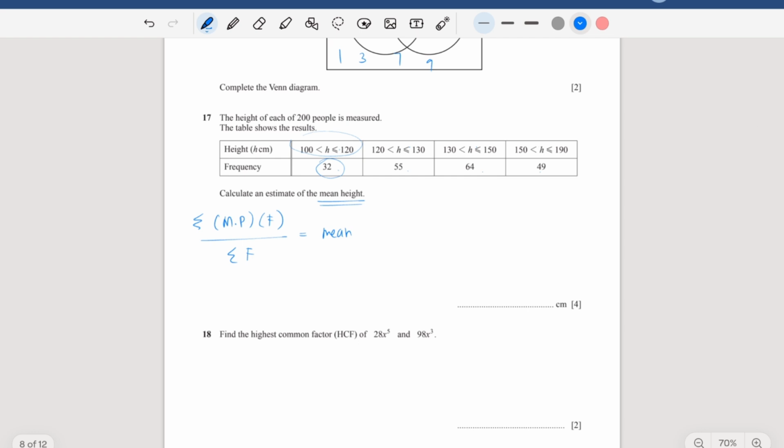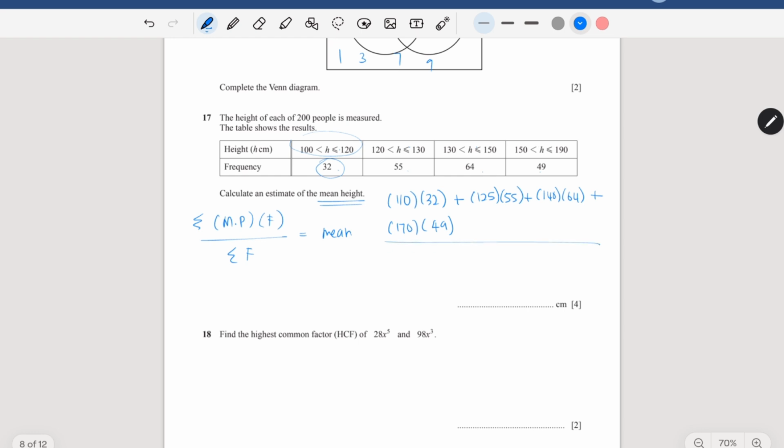First we have 100 and 120. We need to find the midpoint of 100 and 120, so the midpoint will be 110. The frequency is 32. Plus, second you have 120 and 130. The midpoint will be 125. Your frequency is 55. Plus, next you have 130 and 150. Your midpoint will be 140 and your frequency is 64. And lastly you have 150 and 190. Your midpoint will be 170 and a frequency of 49.